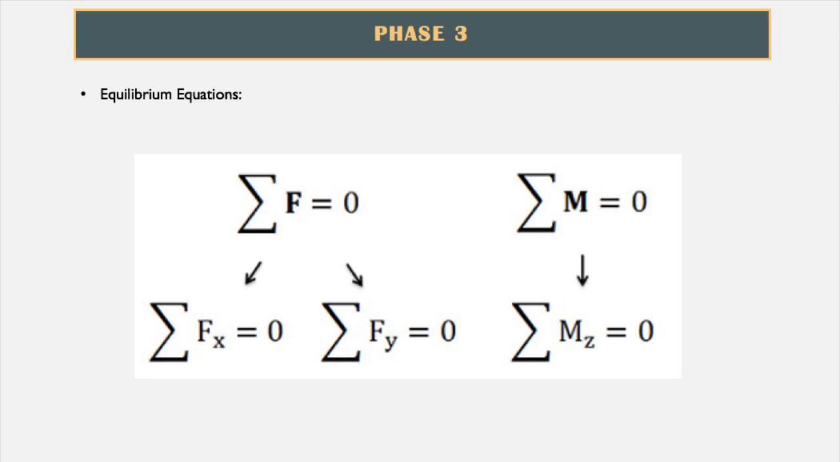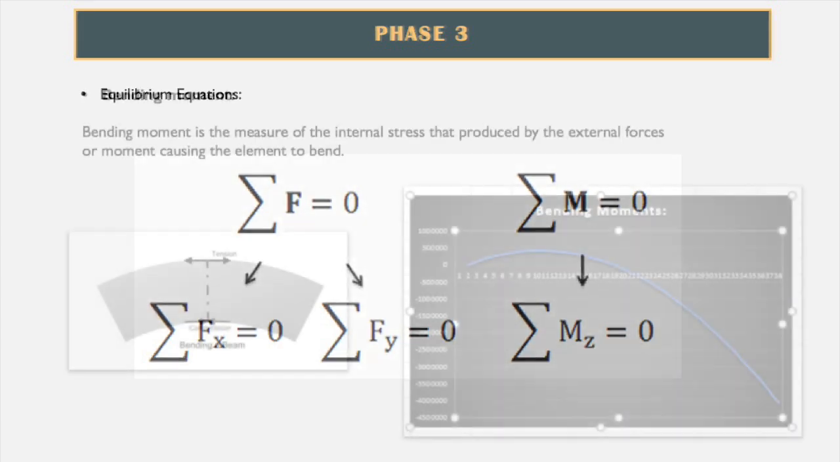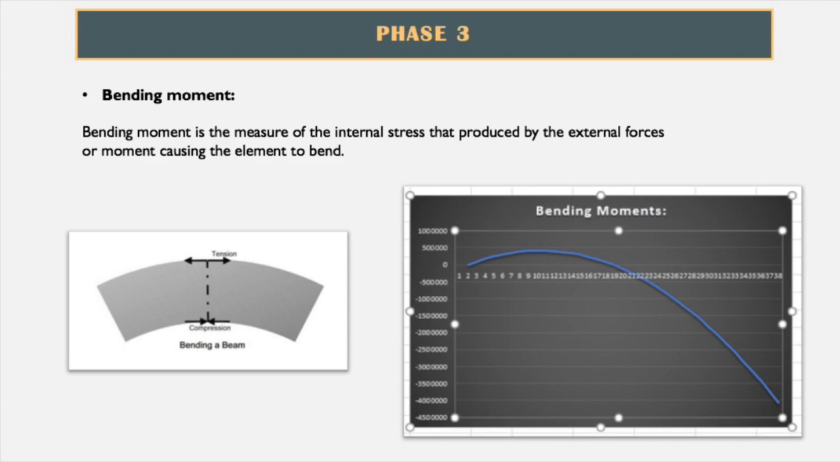To find out forces and moments, we've used equilibrium equations. There are three equations. First two are used to find out forces and the third one is for the moment. We've used the first two to find out the shear force and the third one for the bending moment. Bending moment is the measure of internal stress that is produced by the external forces or moment causing the element to bend. In bending moment, there are two kinds of forces. One is tension, which pulls material apart, and the other one is compression, which squeezes materials together.